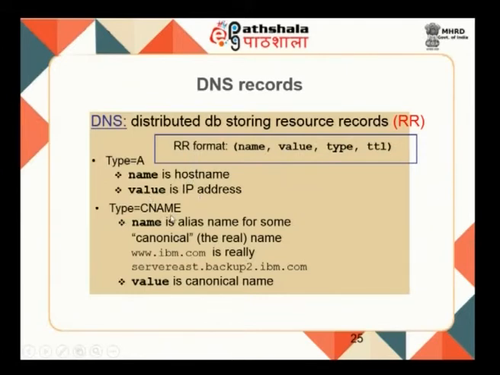If it is a CNAME record, which is called a canonical name record, this is used when you have alias names for some servers. For instance, www.ibm.com could actually be server.east.backup2.ibm.com. So, in this case, this value will be the canonical name, which is the real name, and the name will be www.ibm.com. So, name gives me the alias name being used, and value gives me the canonical name being used. The type field will tell me that it is a CNAME record.